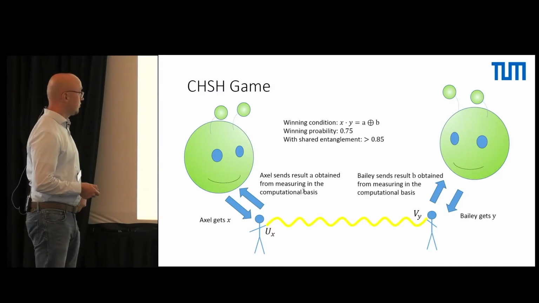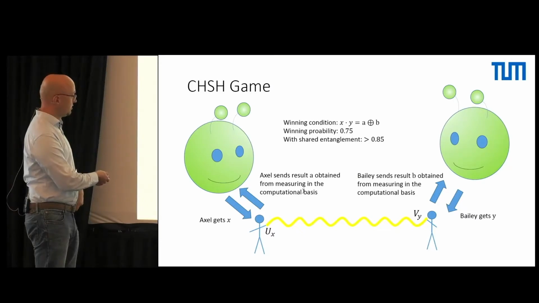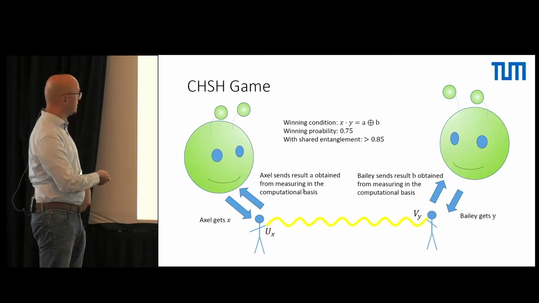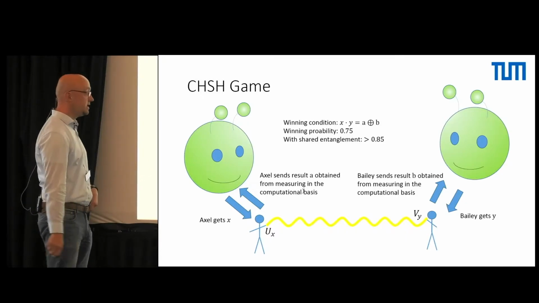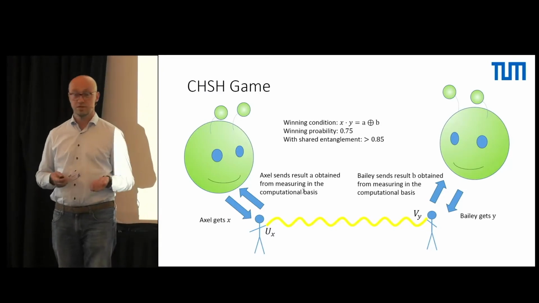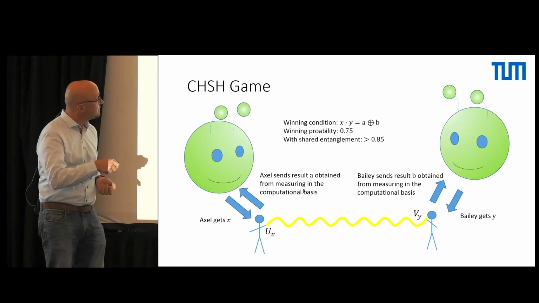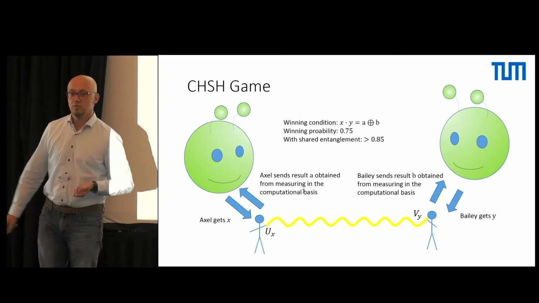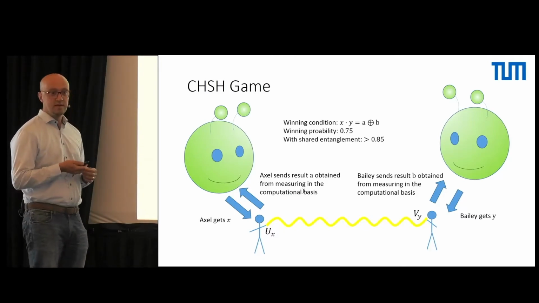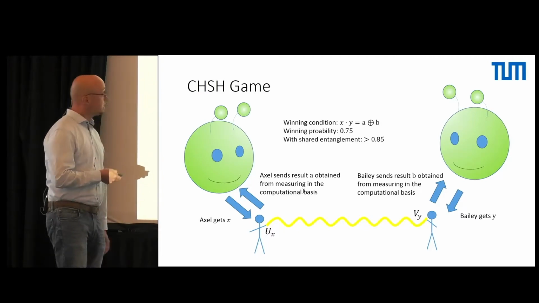And this works by them performing a unitary operation, which is conditioned on the input that they receive, here Ux for Axel and Vy for Bailey, and afterwards they measure in the computational basis and they respond with the measurement result to these aliens here, and thereby they increase their winning probability to 0.85. And so I thought maybe it would be interesting to study this for a communications context.